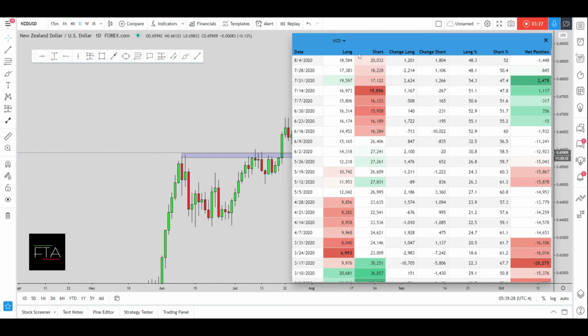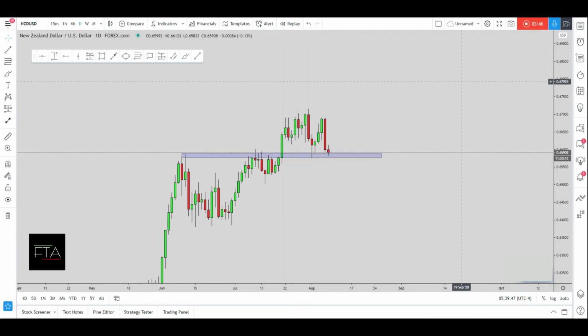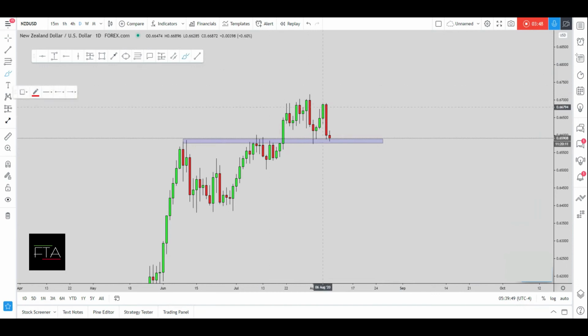And what we can see is that clearly net positions have been decreasing with the last reports, going from positive 2.4K with 19K longs and 17K shorts to a negative net positioning with 18K longs and 20K shorts, bringing the short exposure at 52%. So clearly, institutions are starting to sell NZD USD, and in fact, the market already started to react to this shift. However, we still don't know if they want to break below this structure.